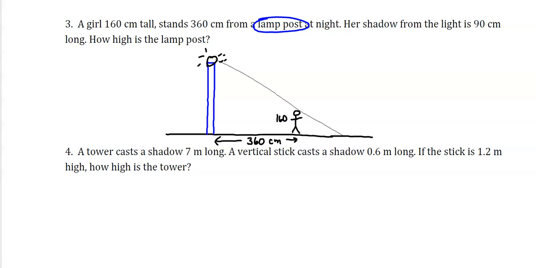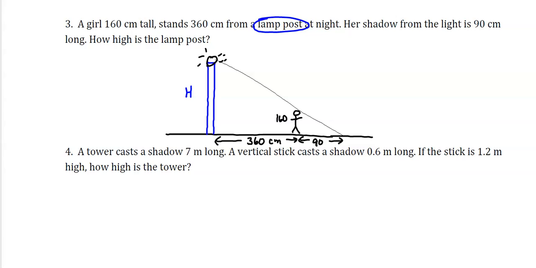Now, her shadow is 90 centimeters long. So 90, let me make it a little bit fatter there. 90 goes from here to here. And now they want to know how tall is the lamp post. So we need to find this height over here. You call it X, you call it H, whatever.